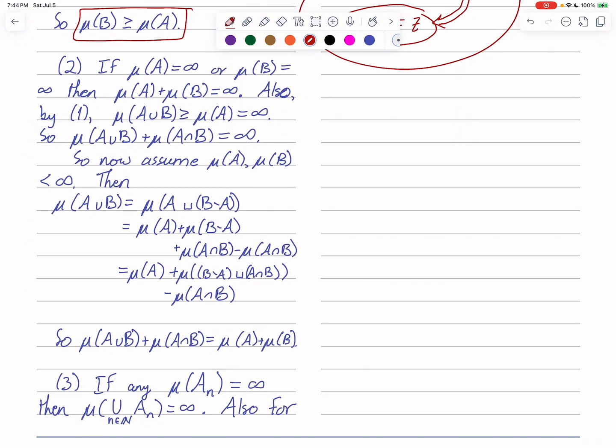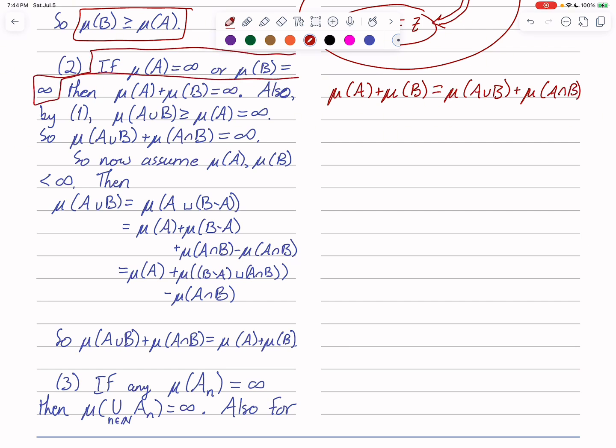Okay, let's move on to the second property. This is the property which claims that mu A plus mu B is equal to the measure of the union plus the measure of the intersection. Now, for this one, let's immediately start breaking things into the infinite and the finite cases. For the infinite case, let's imagine that one or the other of these two measures, and it really shouldn't matter which one, there's an obvious symmetry, has measure equal to infinity.